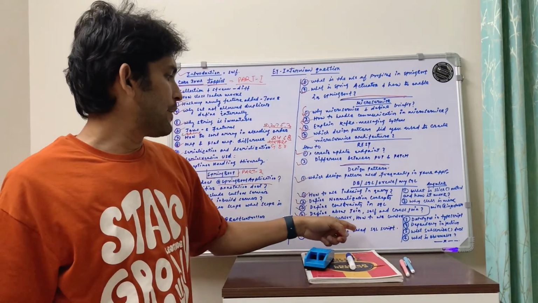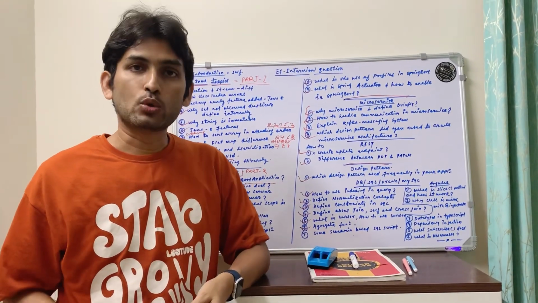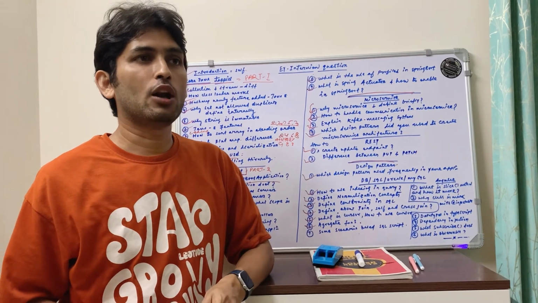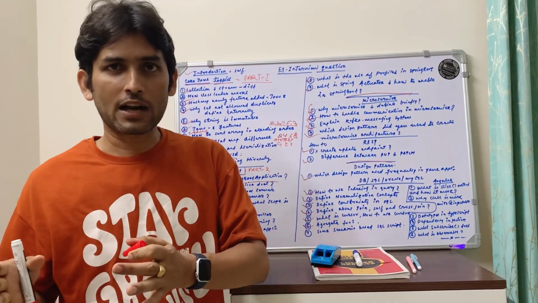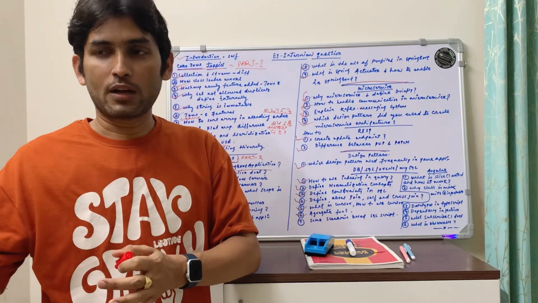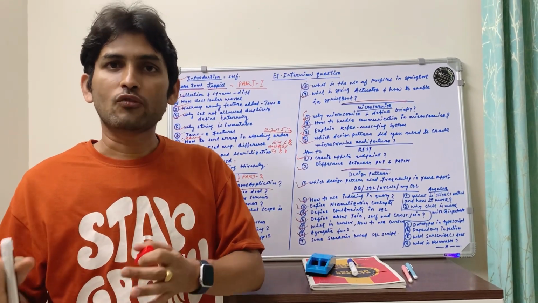Then they asked me to write some scenario-based scripts. Suppose you have lots of products. As per the product validity, how are you going to find out this product?